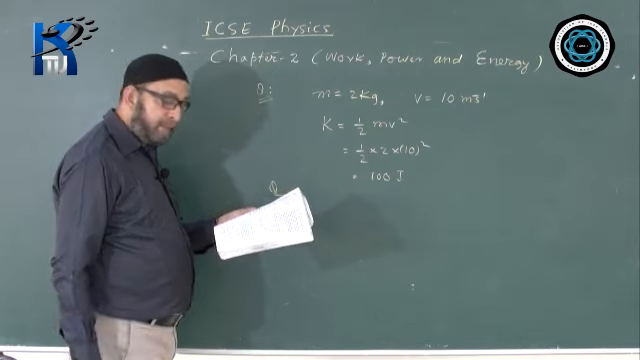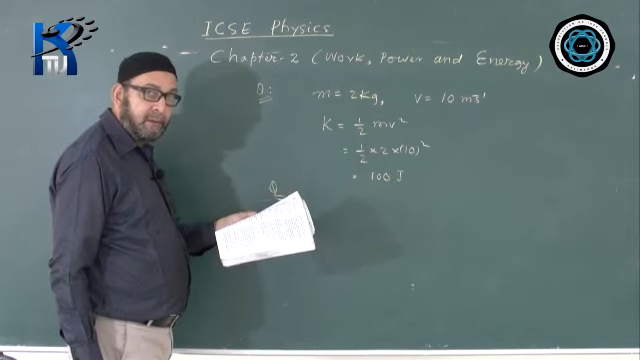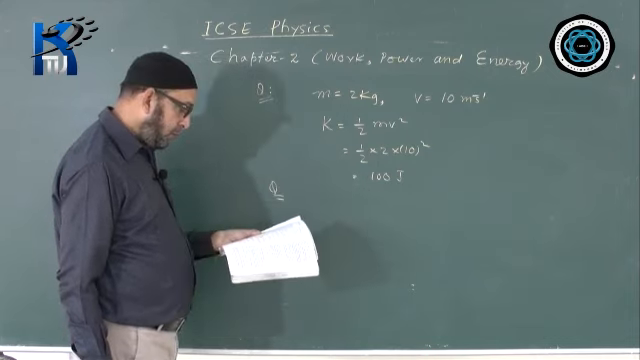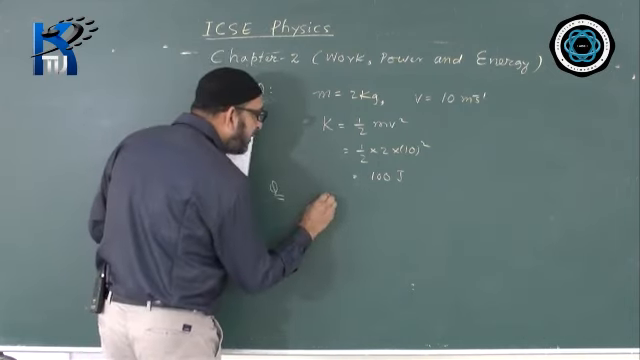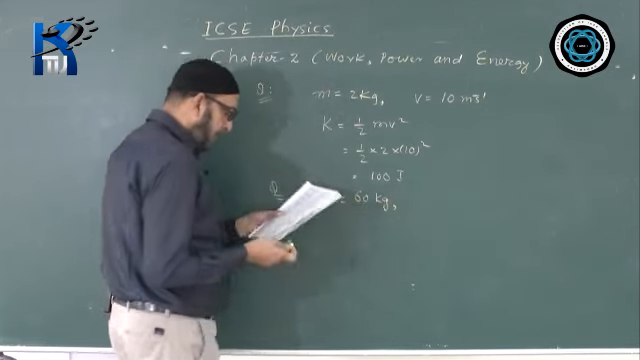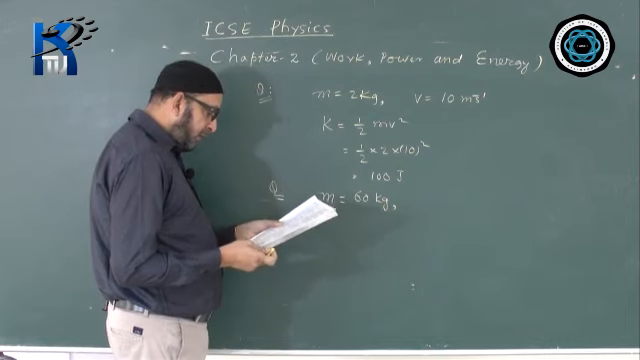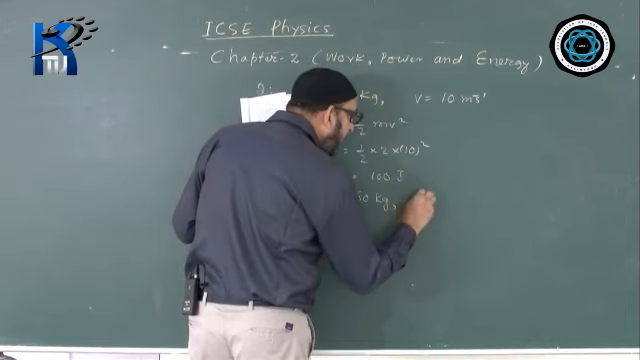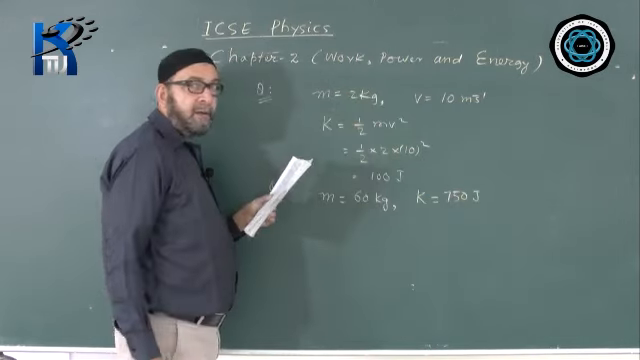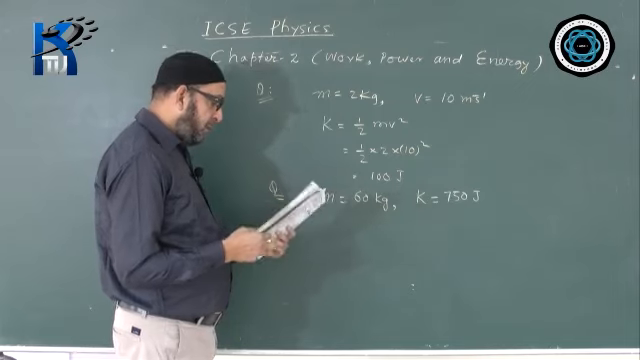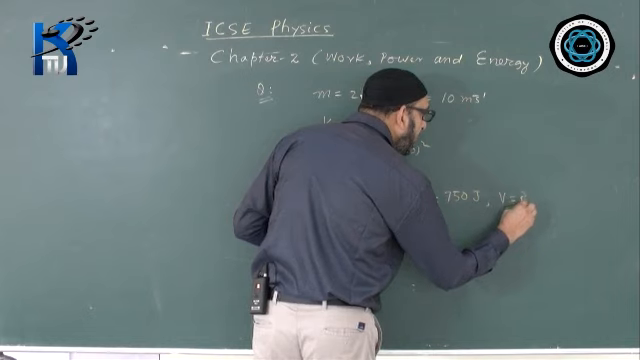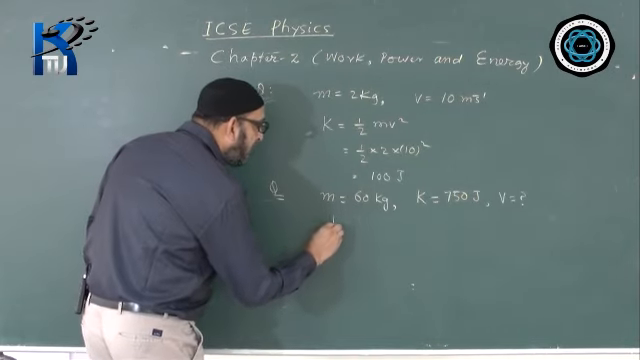How fast should a man of mass 60 kg run so that his kinetic energy is 750 joule? Mass of the man is given 60 kg. Let us write down the information. Mass is given 60 kg and he has to possess total kinetic energy 750 joule. Kinetic energy is given 750 joule. We have to find the velocity with which the man should run. That means v is unknown.